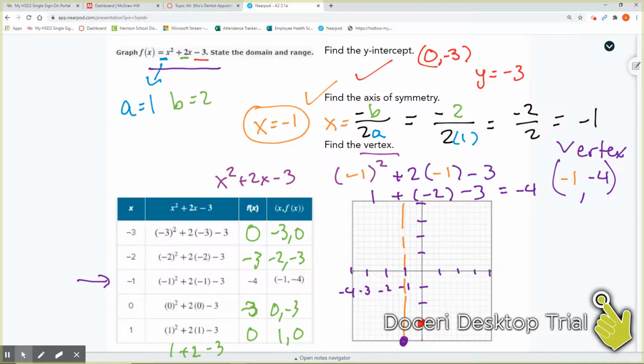So I'm going to plot these new points: (-3, 0), (-2, -3), which is that symmetric point that I was talking about earlier. We already have (-1, -4), because that's my vertex. We already have (0, -3), because that's my y-intercept. And then we have (1, 0). So we notice this is 2 away, and so is this. We're symmetric with that line in the middle, so our points should always be the same distance from the line. When I connect these dots, I know that logo is getting in the way, so sorry about that. But we can see the parabola that it makes.